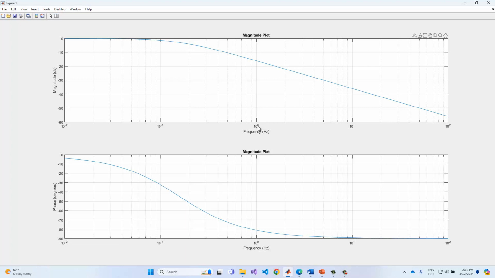For example, 10 to the power of 0, which means that this is equal to what? The 1. This is the 10. This is the 100. This is the 0.1 hertz. 0.01 hertz. Okay? And so, after all, in the second plot, we have the phase in degrees in here, just like this one. This is the representation of these terms. Okay? And so, how can we interpret this diagram based on this information?